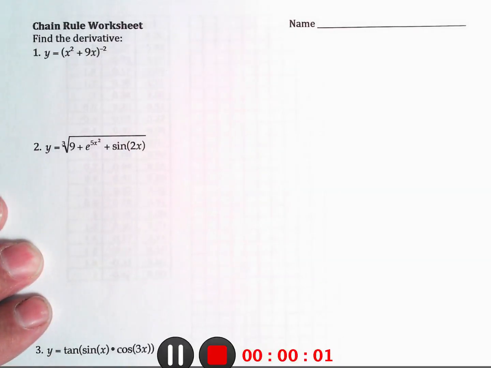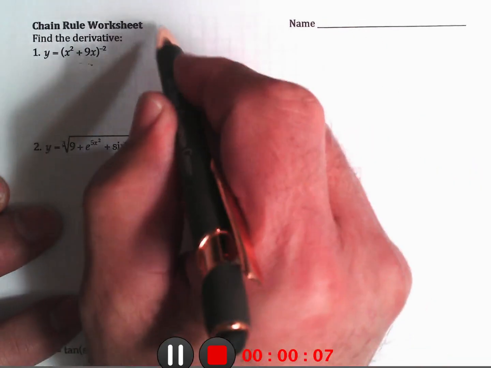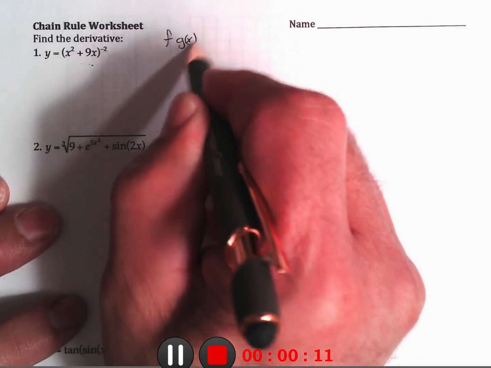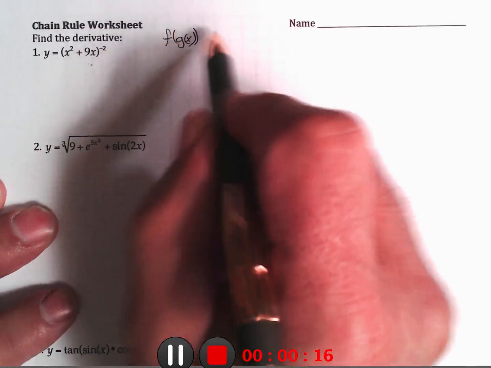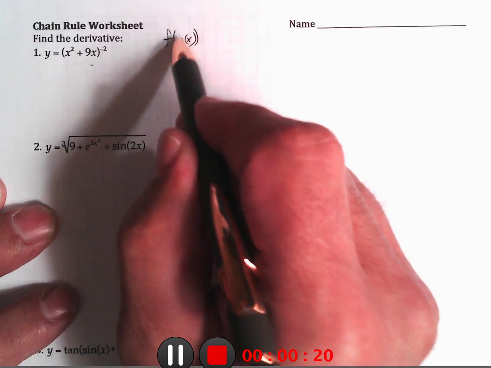Chain rule worksheet. Okay, the chain rule, of course, is if you have a function inside of a function, then the chain rule says you take the derivative of the inside times the derivative of the bigger picture with what was inside still inside.